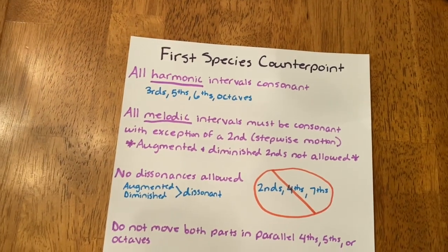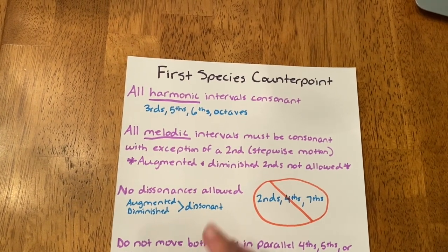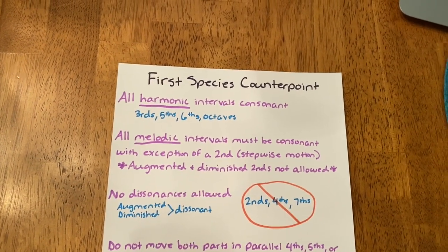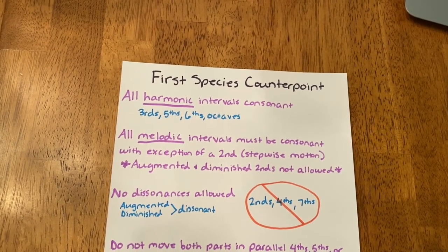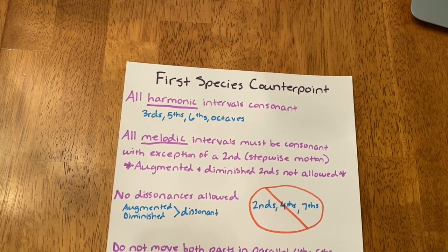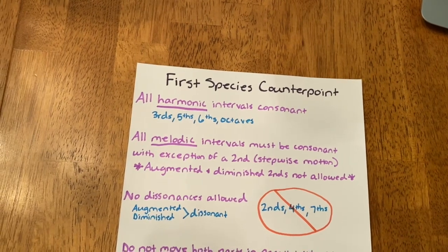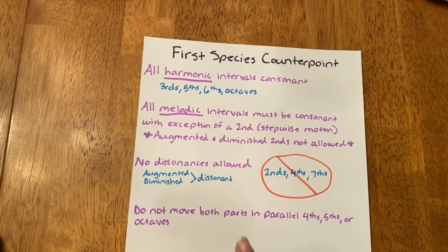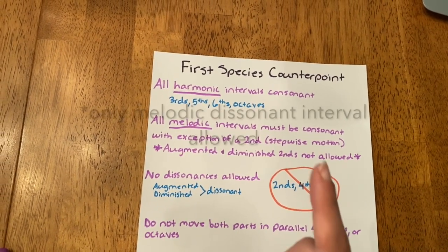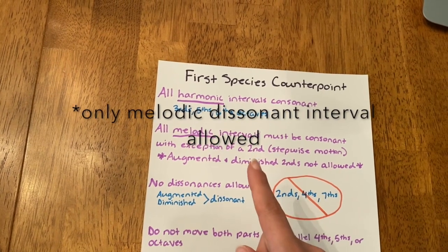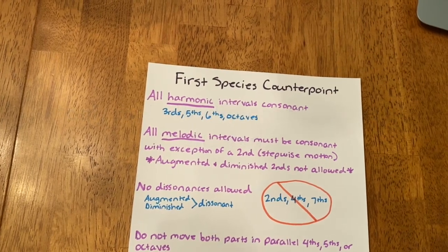Now moving on to melodic intervals, which means you're not playing it at the same time, but you're moving from note to note. All melodic intervals must be consonant, with the exception of a second in stepwise motion. But keep in mind that augmented and diminished seconds are not allowed. And then of course, do not move both parts in parallel fourths, fifths, or octaves. Like I said, the second is the only dissonant interval allowed in first species counterpoint.